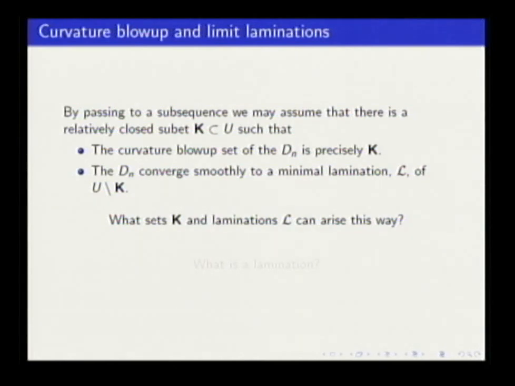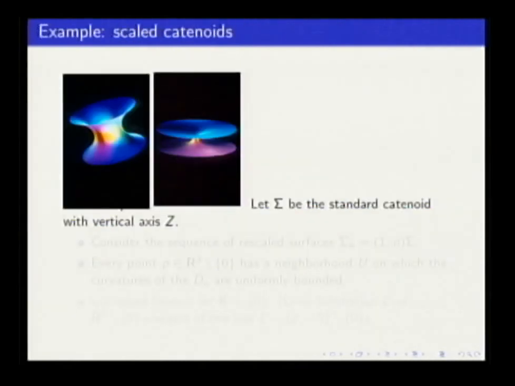Well, what kind of sets K, curvature blow-up sets, can arise? And what's a lamination? So let me answer those. Let me answer the second question. The first question is, there's more known about it now than there was a year ago, but it's still an interesting open question. Let me give a definition by first giving you two examples.